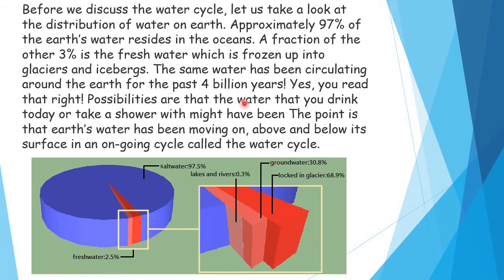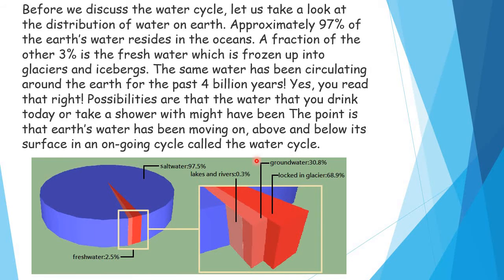Possibilities are that the water that you drink today or take a shower with might have been part of that circulation. The point is that Earth's water has been moving above and below its surface in an ongoing cycle called the water cycle.